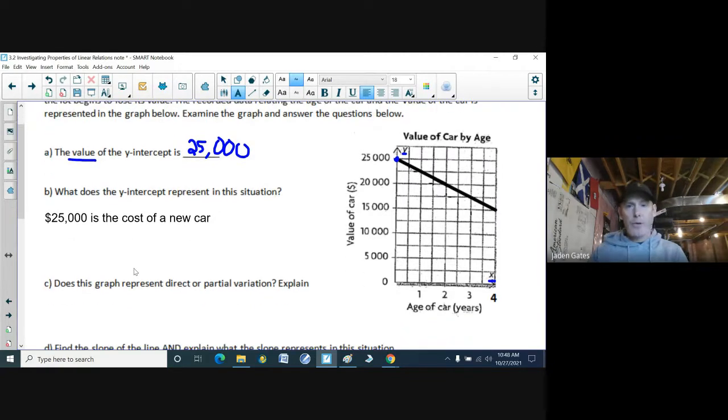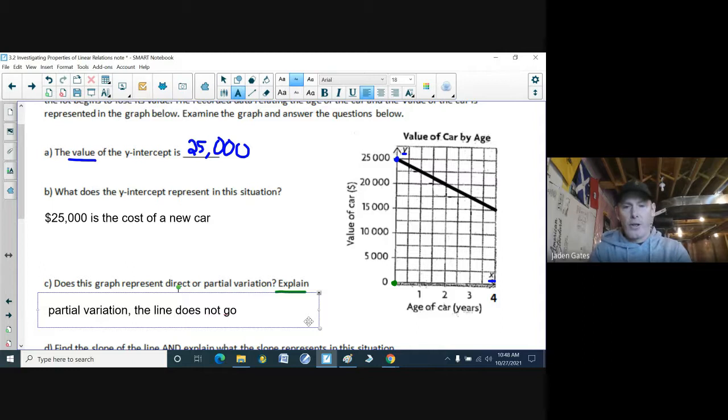Does this graph represent partial or direct variation? And explain again. Well, again, we're looking at 0, 0 as our point where the car is 0 age and 0 value. Well, that's not happening. And so again, because our point does not go through the point 0, 0, we have partial variation. The line does not go through point 0, 0.